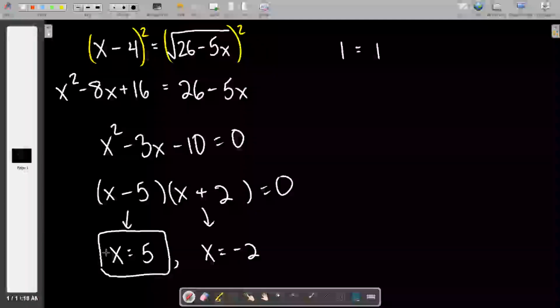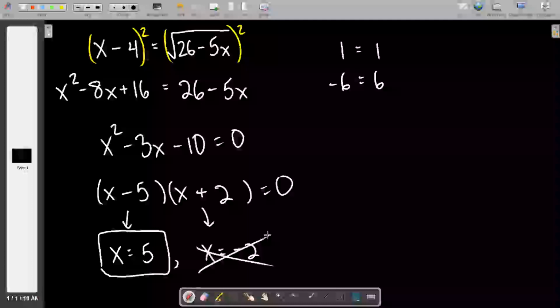You're in. Let's test negative 2. On the left side, what's negative 2 minus 4? And on the right-hand side, if you put negative 2 in there, you wind up with 26 minus 5 times negative 2, which is 26 plus 10, which is 36. The square root of 36 is 6. Negative 6 does not equal 6. He's out. We get one solution. Sometimes you'll find with these quadratic ones that you get one solution. Sometimes you'll get 2. They both work. And sometimes you'll get no solution. They both might not work.